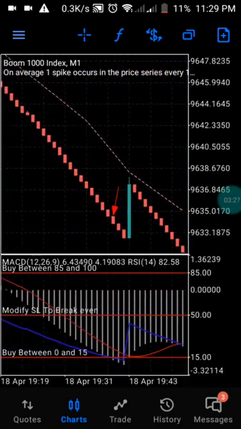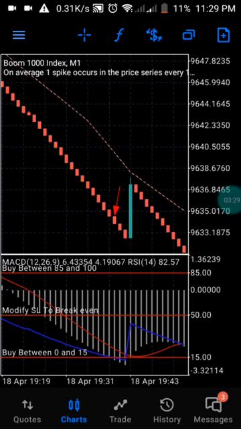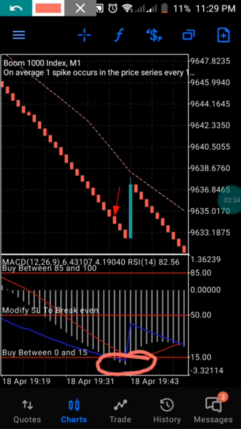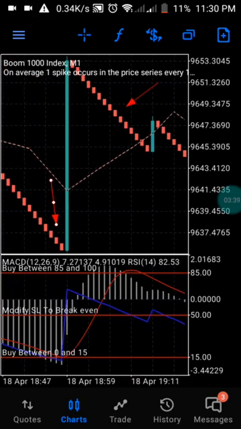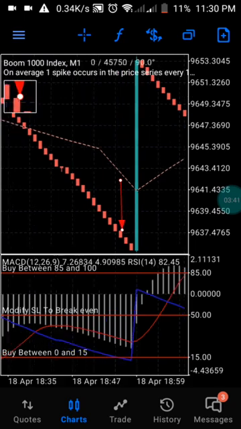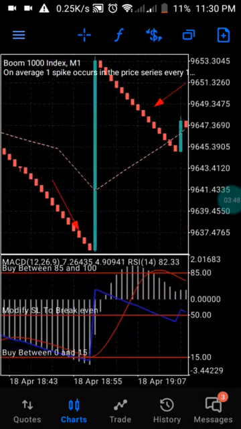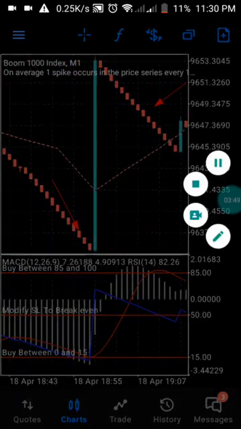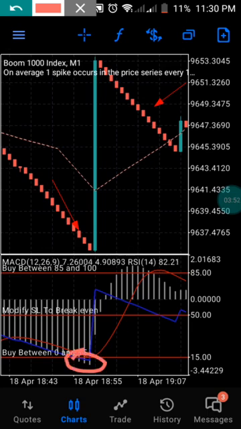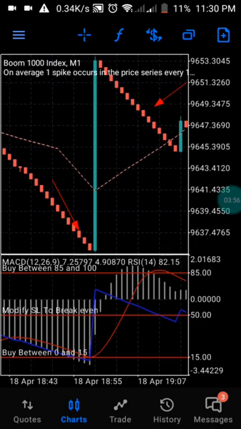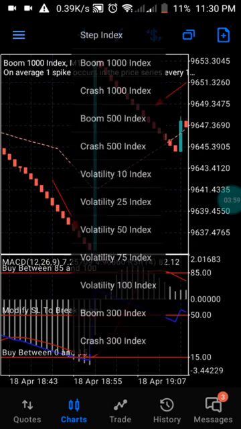You see, something also happened here. You see the histogram went below the 15 level, very small at this moment, and exactly as you see, a spike came out. So guys, that is exactly how it works. It works time to time in the market. You see another one here. It moved below the 15 level, and what do you see next? Spike. So this strategy works on Boom 1000, and it also works on Boom 500.